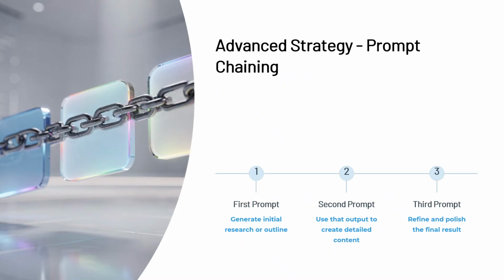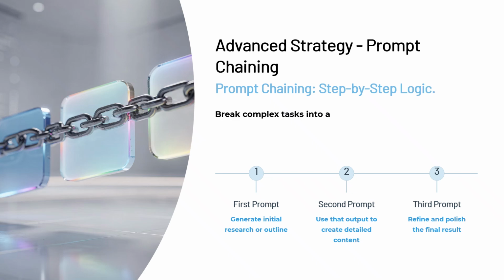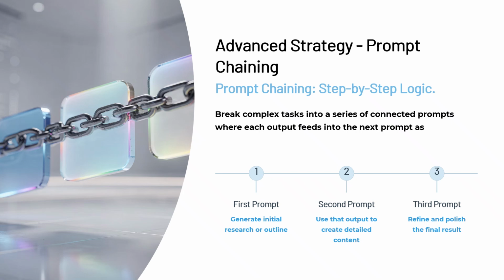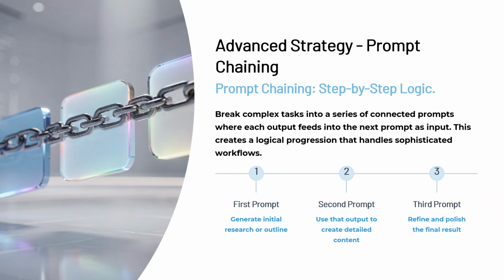For complex projects, use prompt chaining. Use the output of one prompt as the input for the next. This creates a logical progression that handles sophisticated workflows. Build your project layer by layer, from names to taglines to a full launch plan.